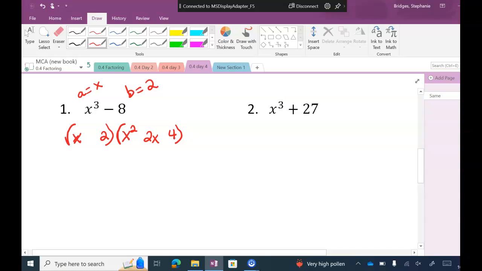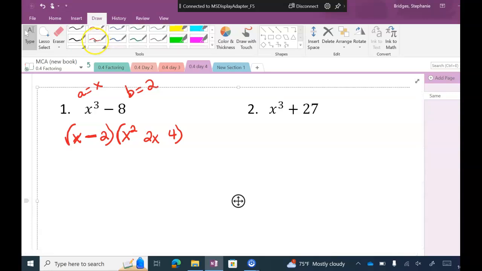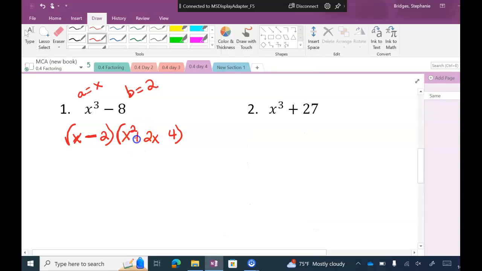And once we have those values filled in, then we can go fill in our signs with SOAP. The first sign in the first parenthesis is going to be the same as what's in the problem. What's in the problem? A minus. So I'm going to put a minus in that first parenthesis in between the x and the 2. The second sign is the opposite of that. So the opposite of a negative is a positive. And then the third sign is always positive.